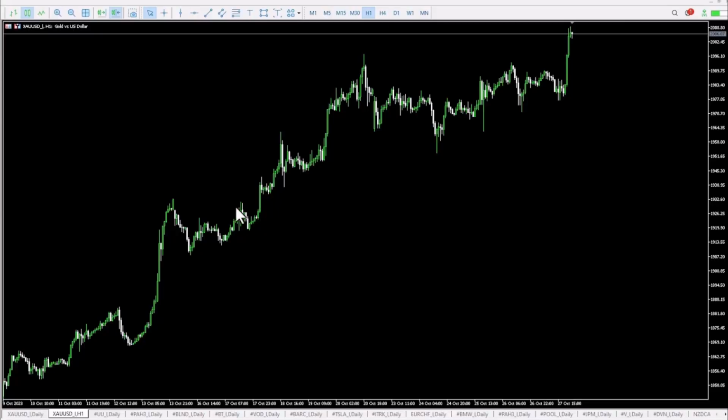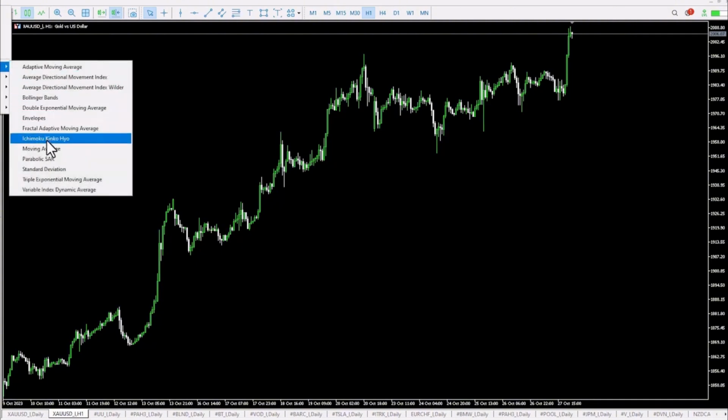So, how does this strategy work? We use two indicators, EMA and CCI, but in a different way. We add 4 EMAs to the chart.